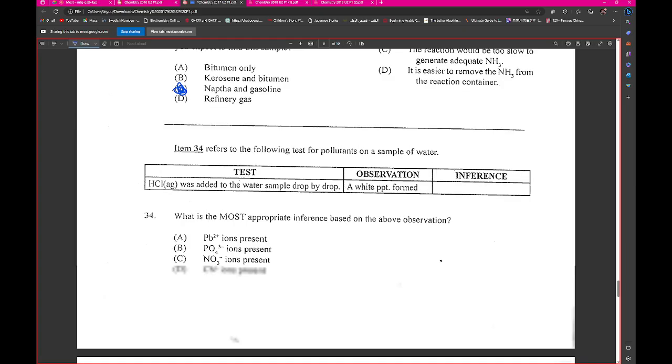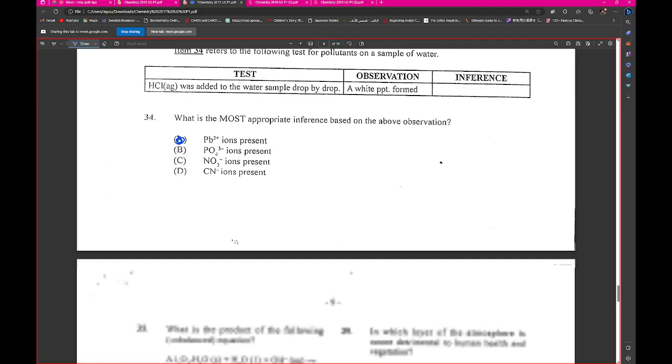Okay, so let's look at this 31. What is the most appropriate inference based on the above observation? A, lead ions. Yeah, I'll go with A. So we know that that's supposed to give, oh alright, because that should be an insoluble salt. So that makes sense. Insoluble salt should form. Seems fine.